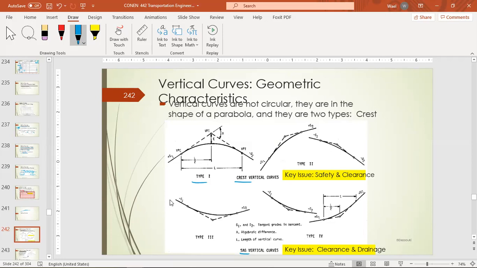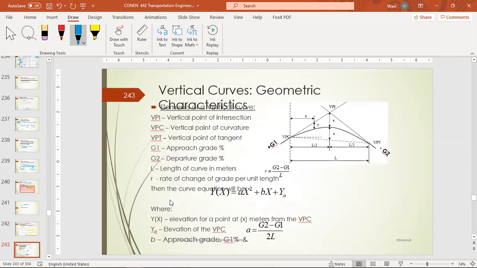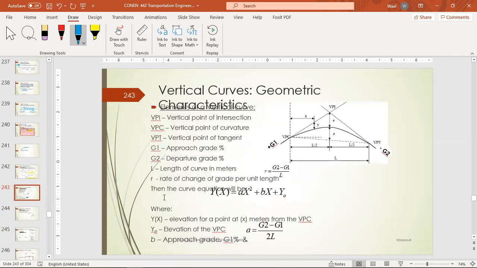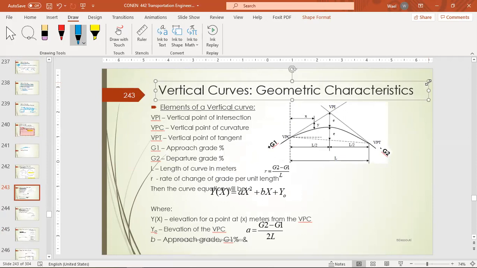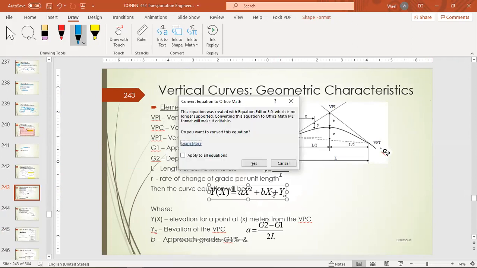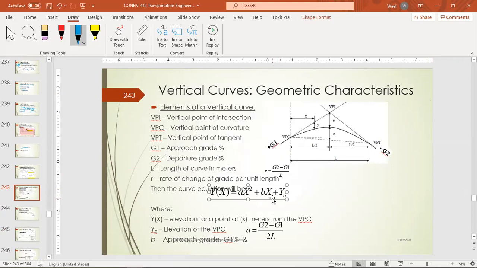Remember that in the vertical curve, the story is different than the horizontal curves. The horizontal curve was a circular part of a circle, but here it's different. It's basically a parabola. So here the vertical curve follows these equations.